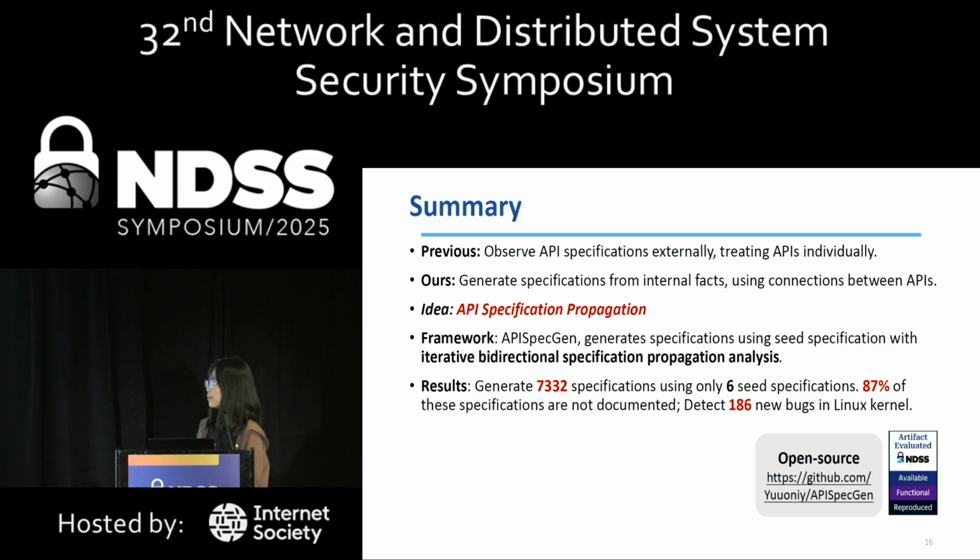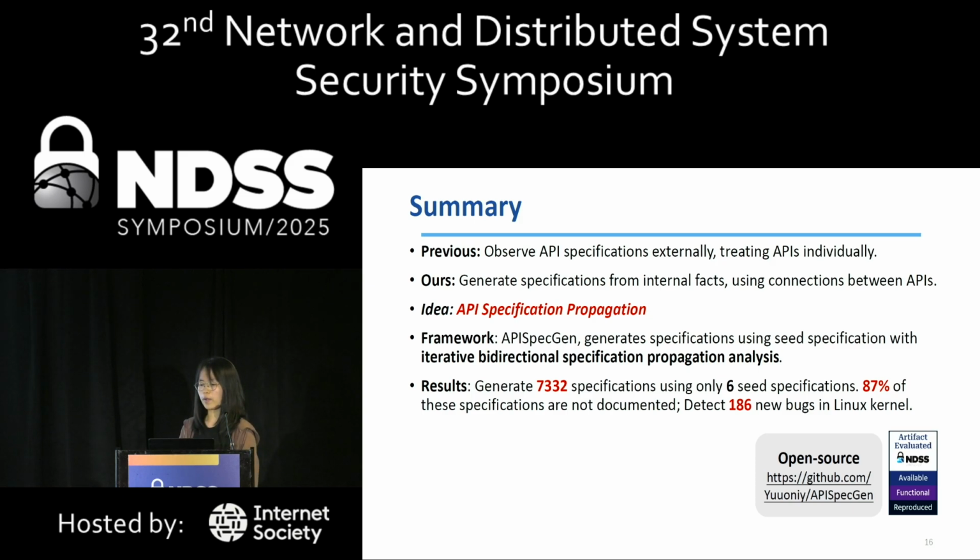In summary, API specifications are crucial for detecting API bugs. Previous work often relies on API artifacts to extract specifications, but its effectiveness is limited. In our work, we introduced the idea of API specification propagation, and we designed the framework APISpec-Gen to generate specifications using CSCs. Evaluation shows that it is effective and can generate thousands of specifications from just a few CSCs. Importantly, most of them are not documented.